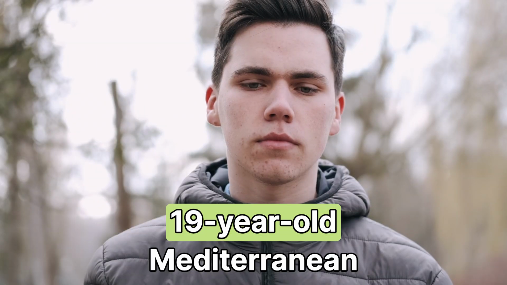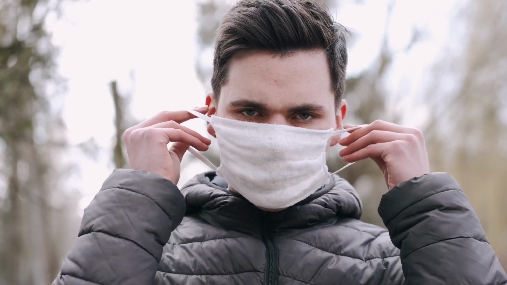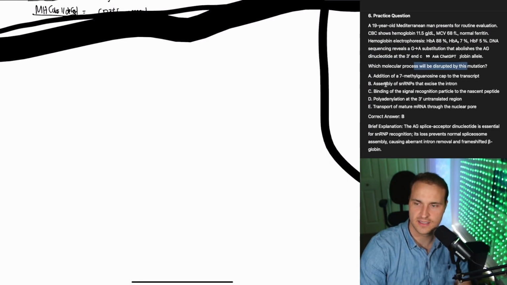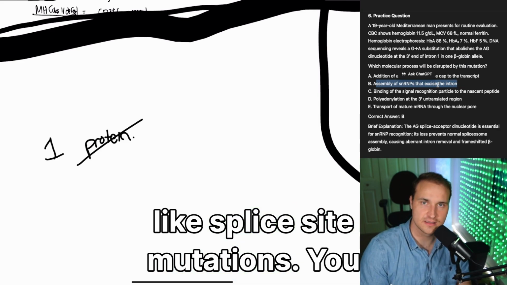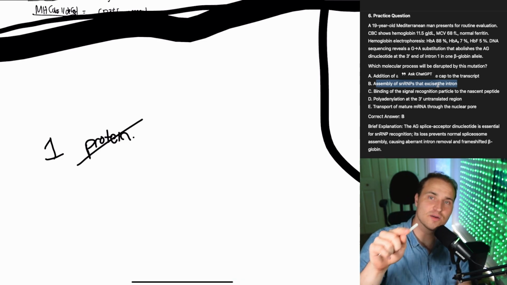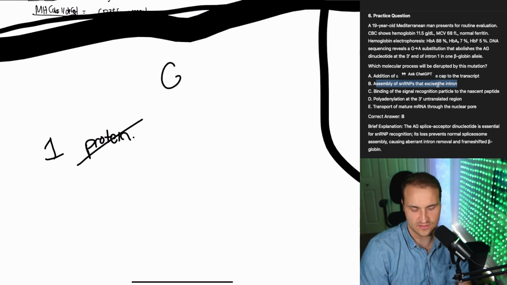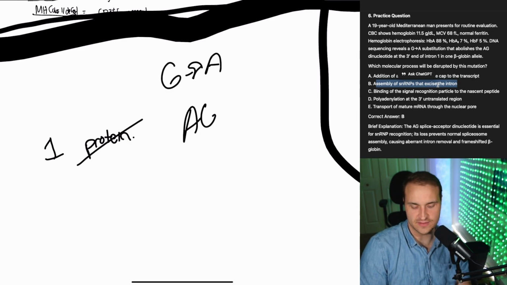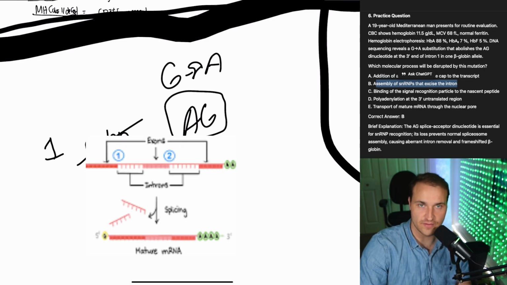So we have a 19-year-old Mediterranean man, hemoglobin of 11, G to A substitution abolishing the AG dinucleotide at the 3' end. What process is disrupted? The answer is going to be assembly of snRNPs that excise the intron. So this is a splice site mutation. You have little ninja edits, and they sabotage gene expression. In a healthy cell, we have tiny snRNP robots that zip the GU and the AG bookends of every intron. They snip them out, and they stitch the exons together. But if you have a single G to A swap at the AG acceptor site, it derails the spliceosome, and so the transcript can either keep the junk intron sequence or it can loop off an exon. Either way, you're shifting the reading frame, and so it's super problematic.